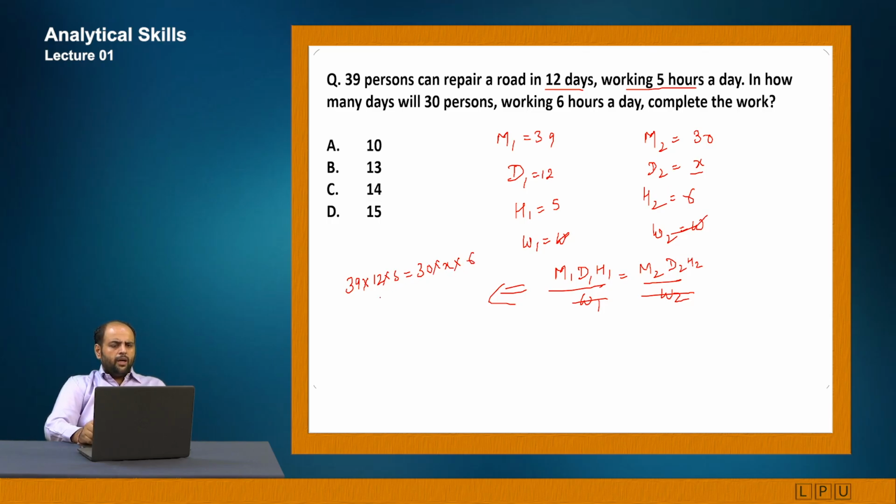So what will we get? The zeros cancel, 5 into 6. This will be 6 into 2, and this will be 13, and this will be equal to 3 into 2, and the 2 will be cancelled out. So what will be the value? That will be 13. Okay, so the answer will be option B. So in this way you can just put down the values and find out the answer that is given in the question.